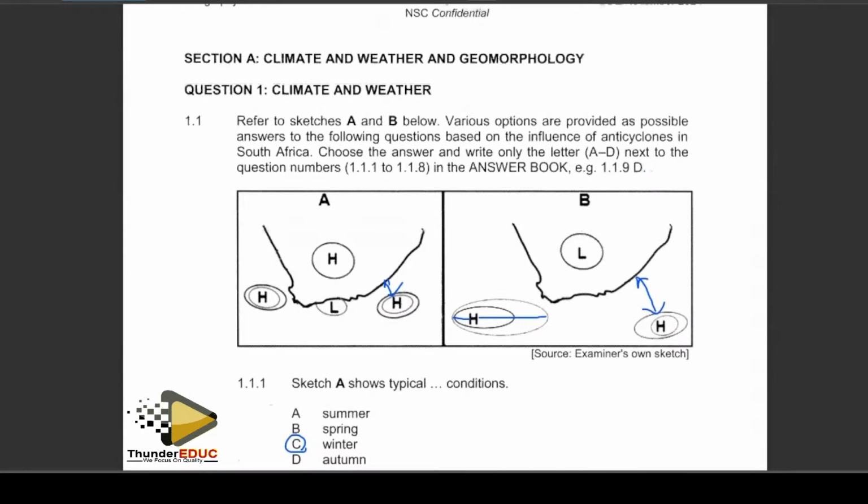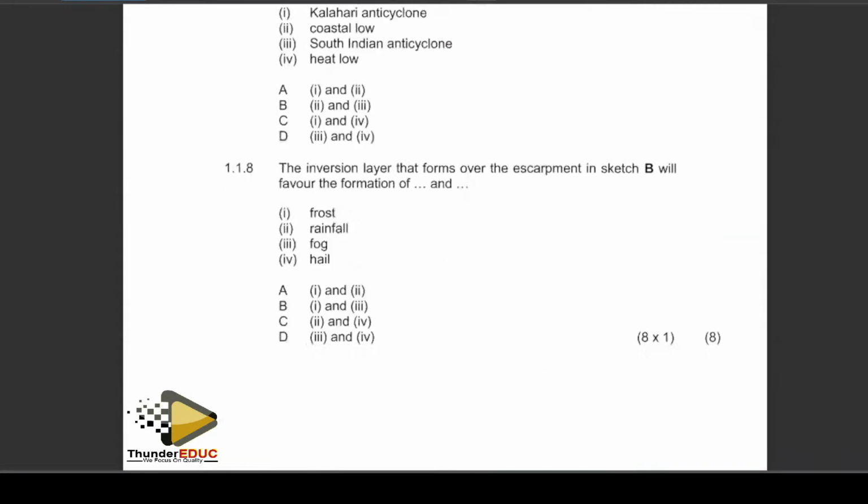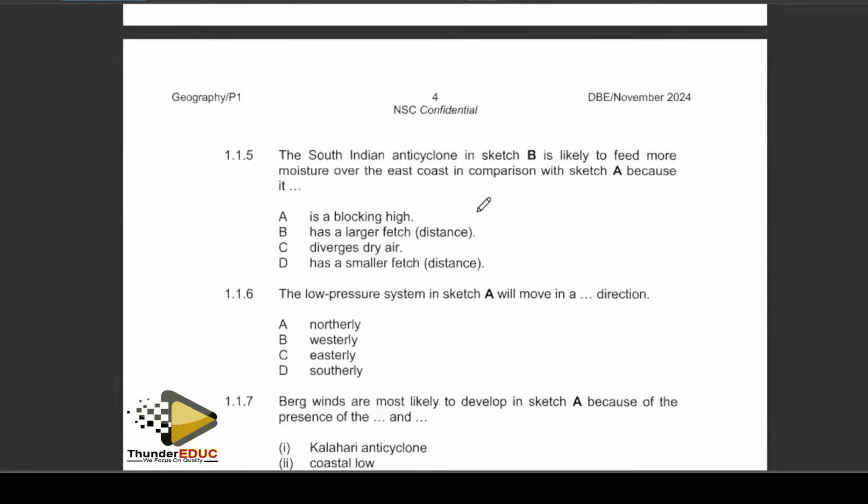So if we are checking our responses, the correct response for that question is B, it has a larger fetch or distance. It has a larger fetch. It is able to fetch more moisture because of the distance in B. But in A, it has a smaller fetch. Right, we go to the next question.